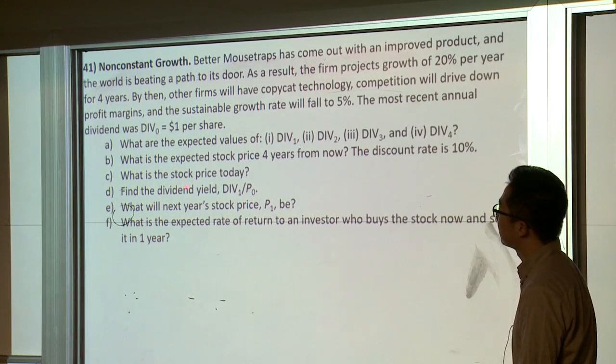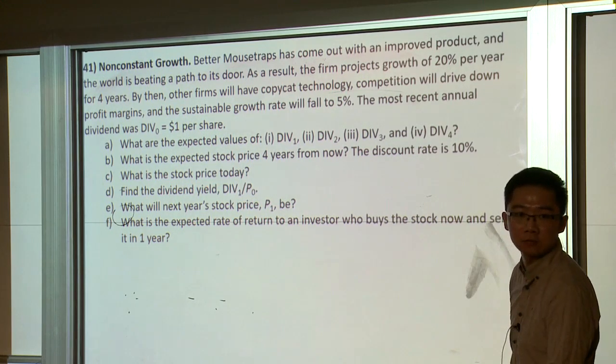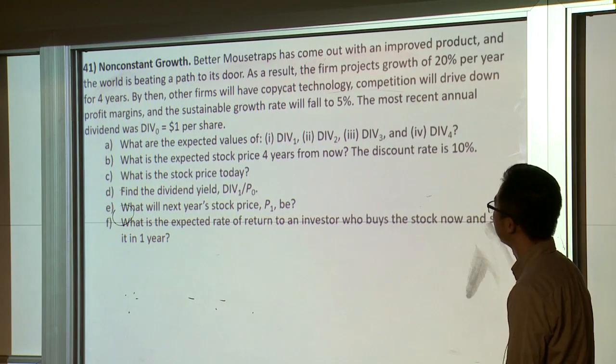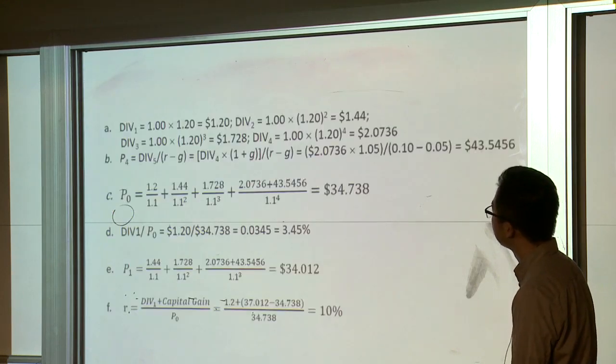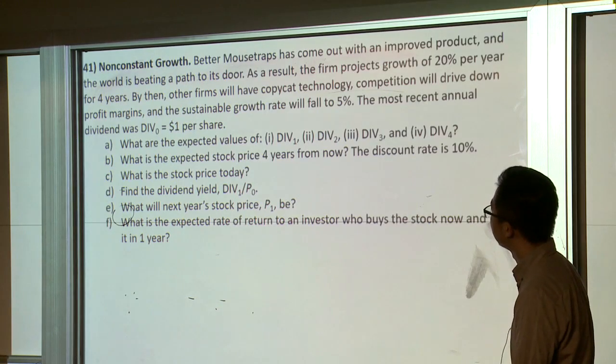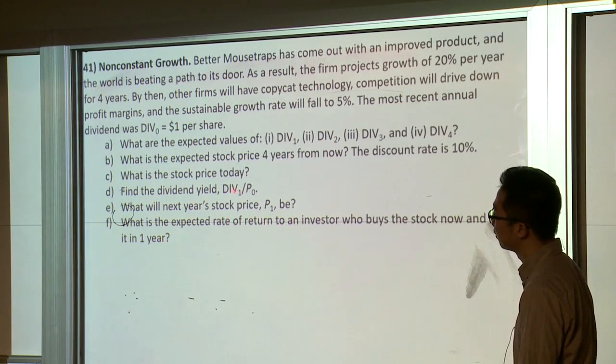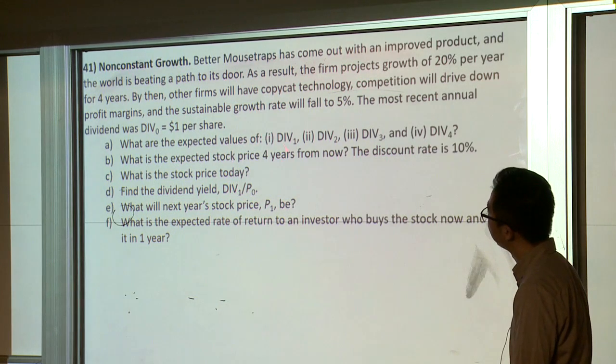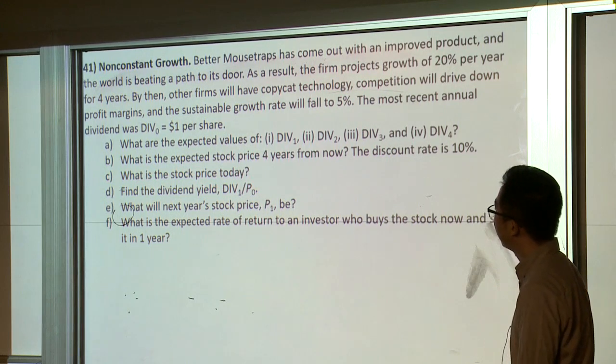So what is the stock price today? Complex cash flow. I'm not going to do it. Just follow the methods we just talked about. Dividend yield is the same, we got those numbers. Dividend 1 and P0 are from question C. Next year's stock price is the same thing. So, complex cash flow.